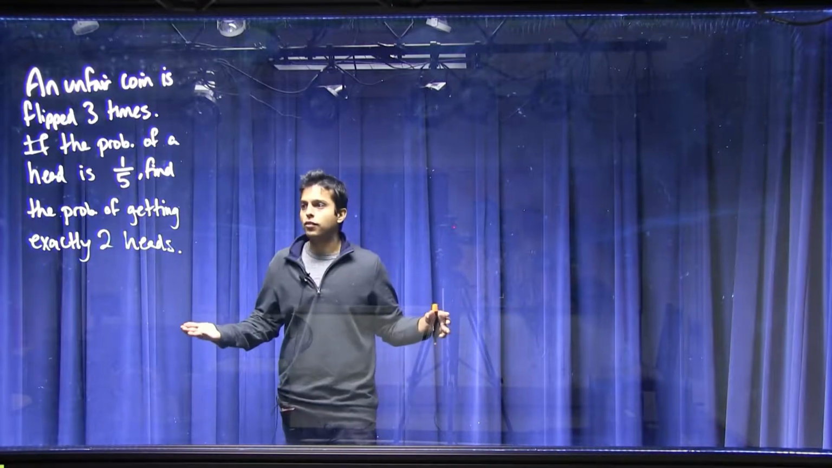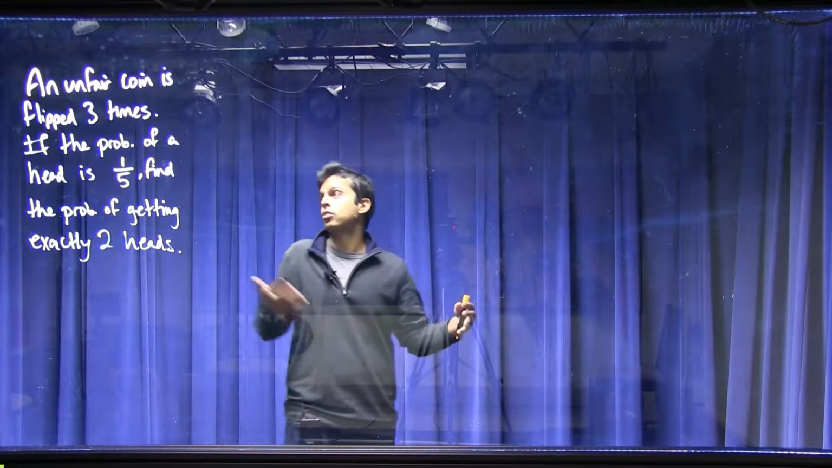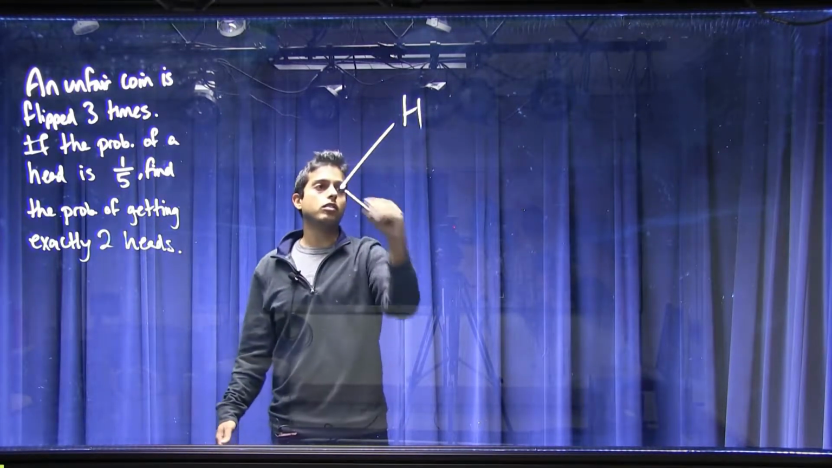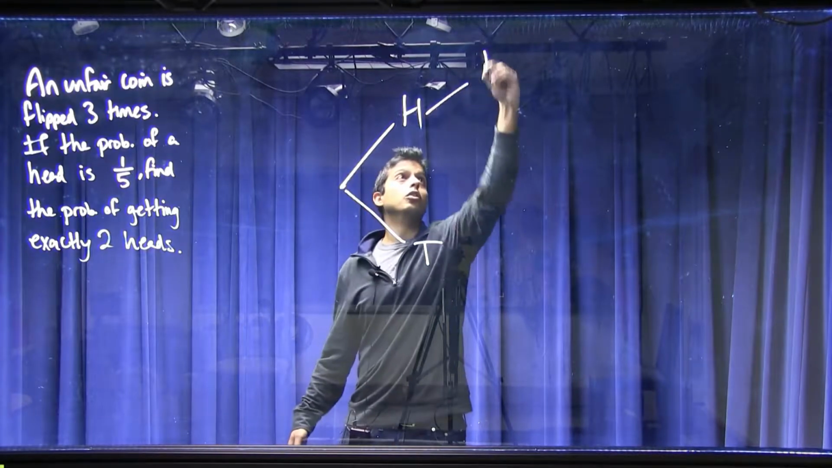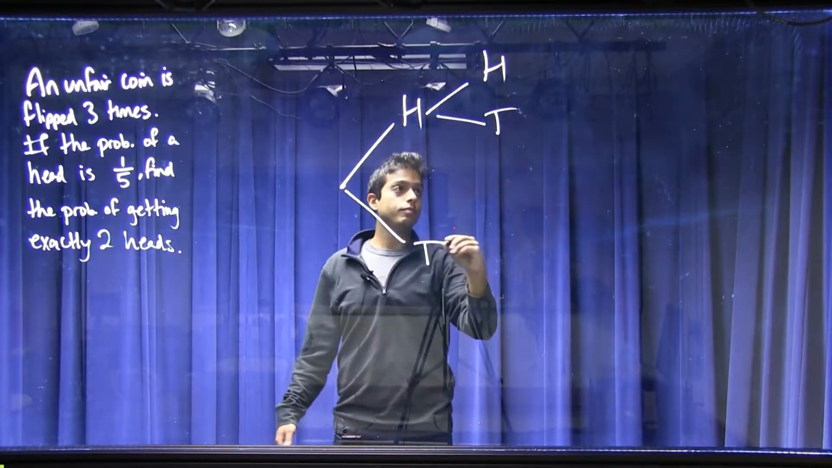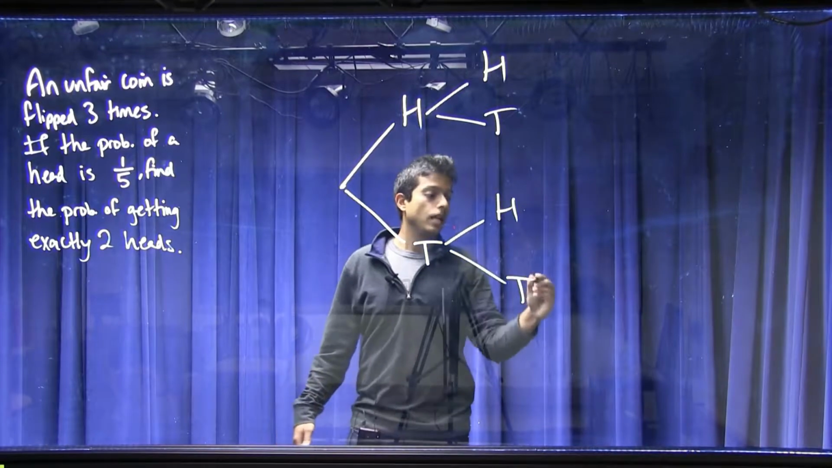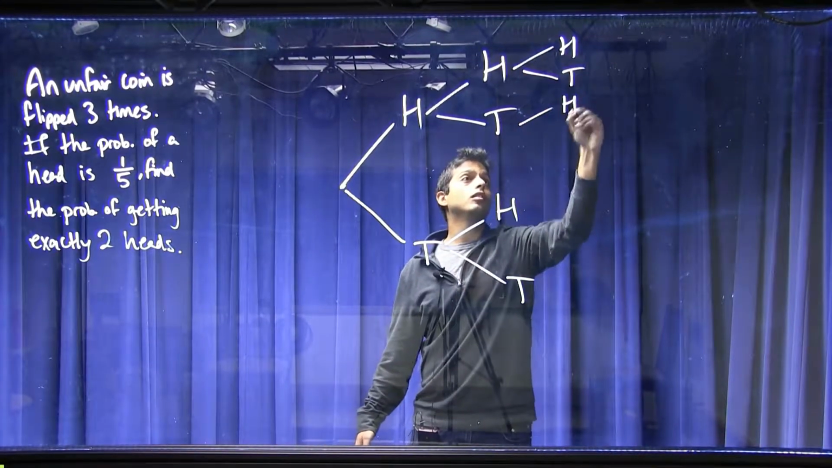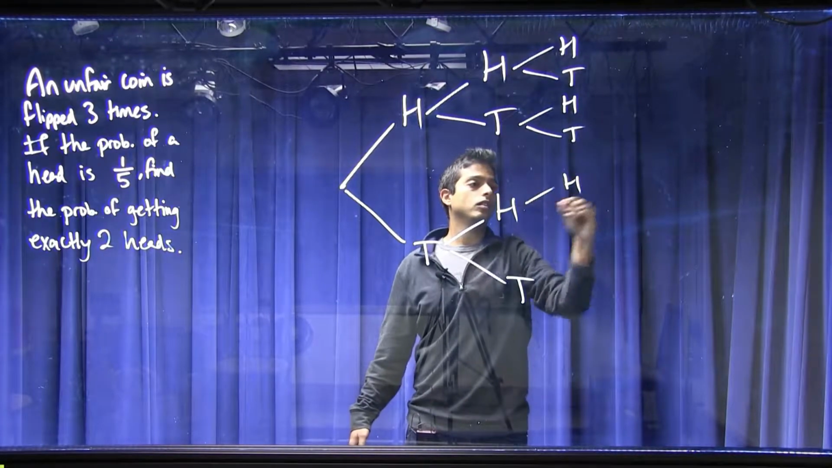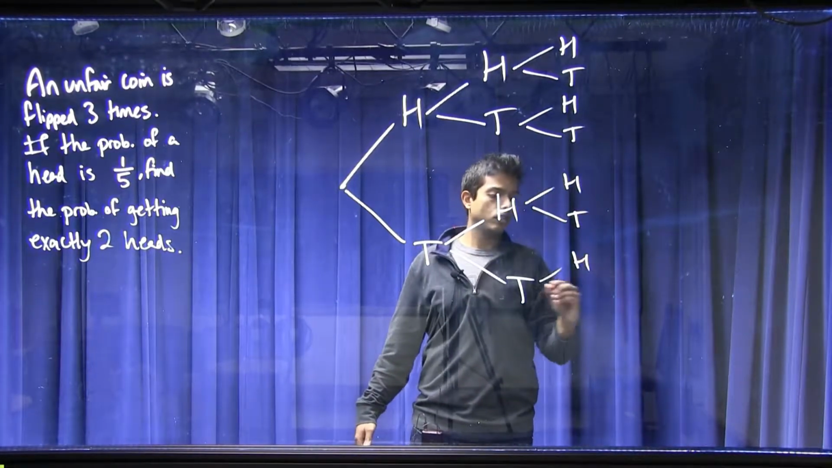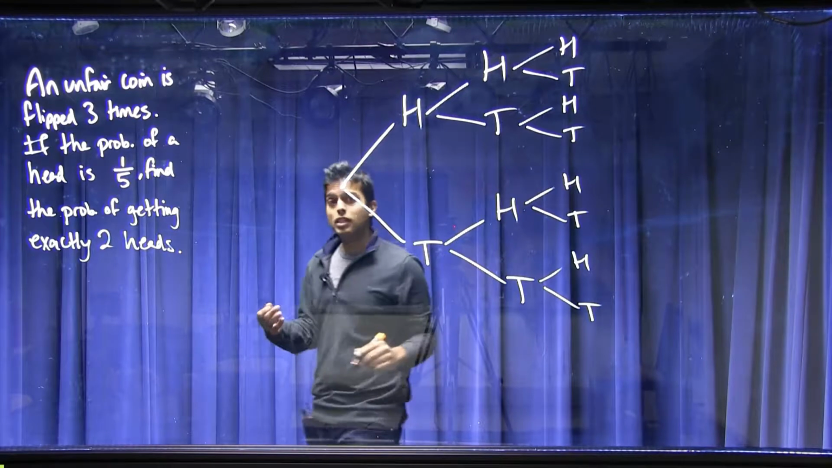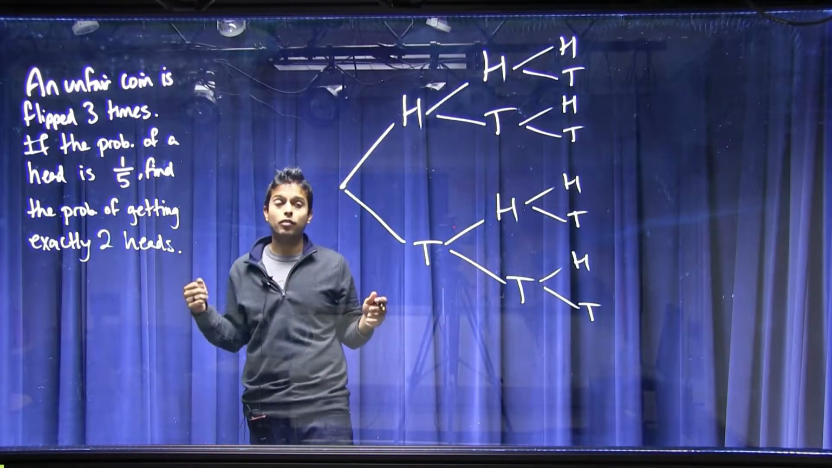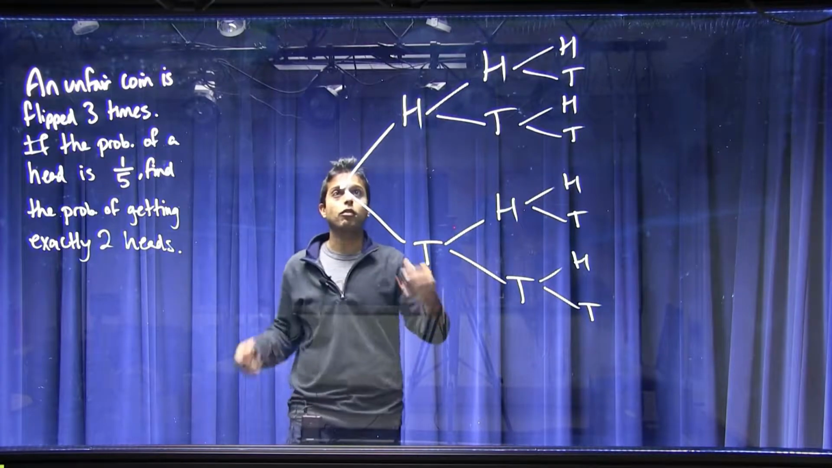Alright, so we can just draw a tree for this, and there's going to be 3 stages because we flipped the coin 3 times. So on the first stage, heads or tails. Similarly on the second stage. And finally there's a third stage. And the probabilities that we can fill in, those aren't too bad either, because all of the H's have probability 1/5, so all of the T's have probability 4/5.